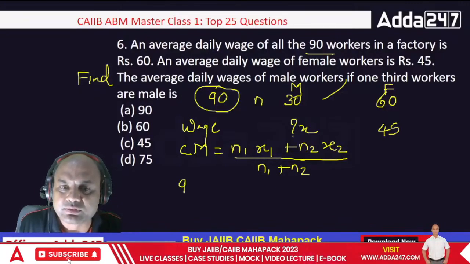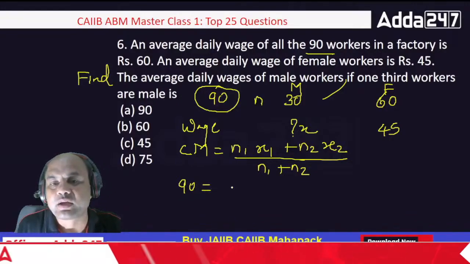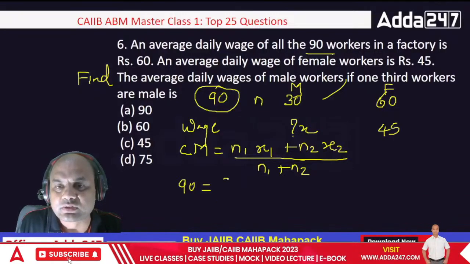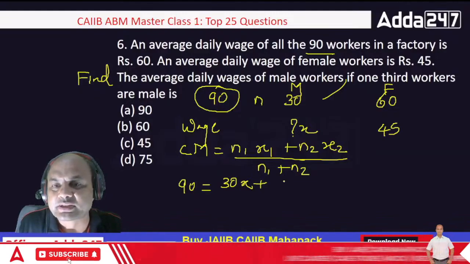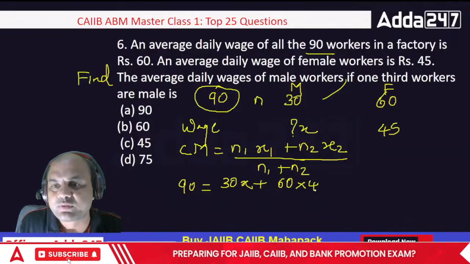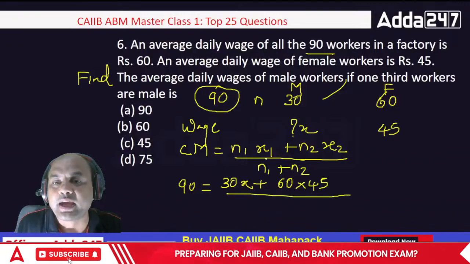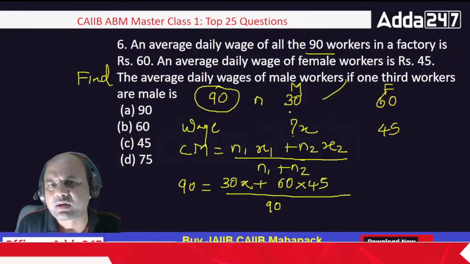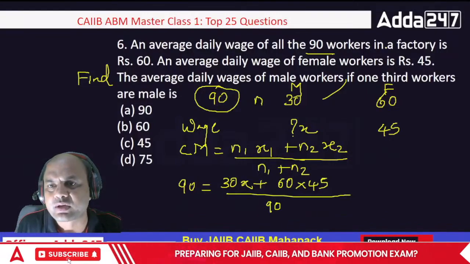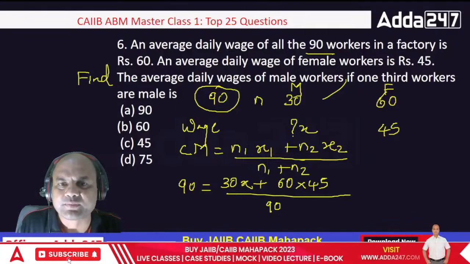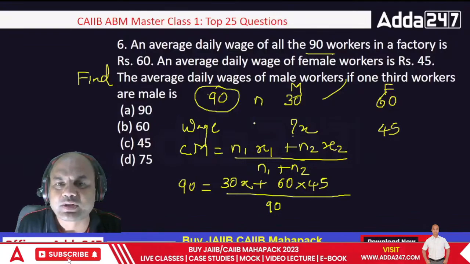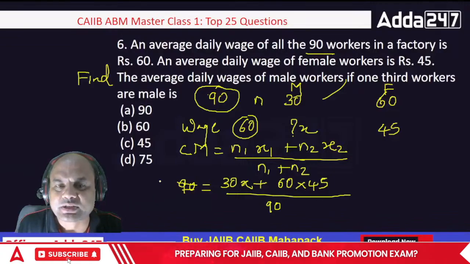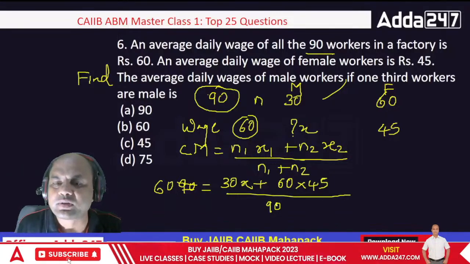So 60 equals N1 into X1. N1 is 30, so 30 into X, that is 30X, plus 60 into 45, the whole upon N1 plus N2, that is 90. The total number of workers is 90 and the average wage is 60. So the combined mean is 60 over here.